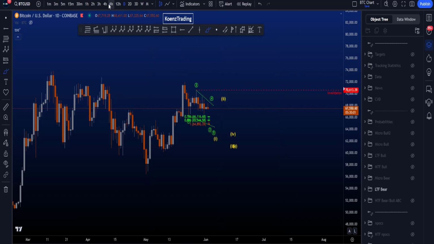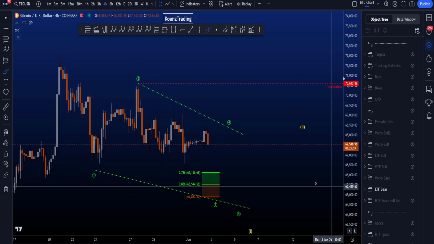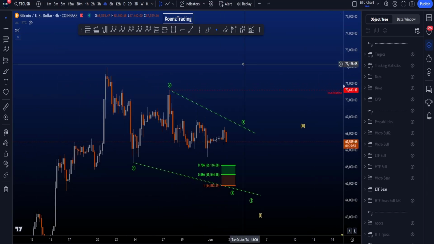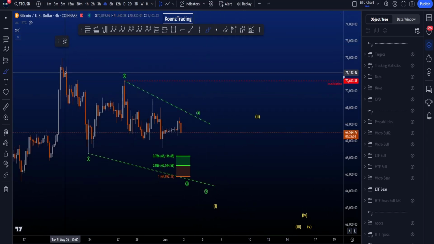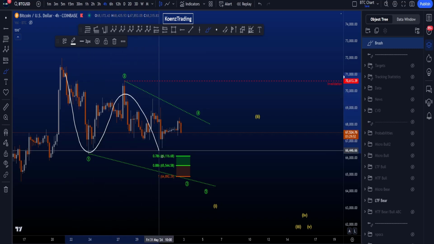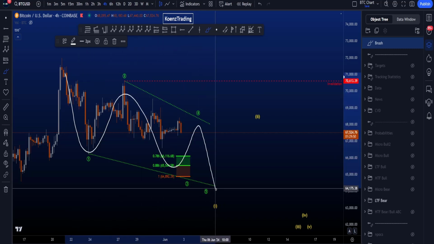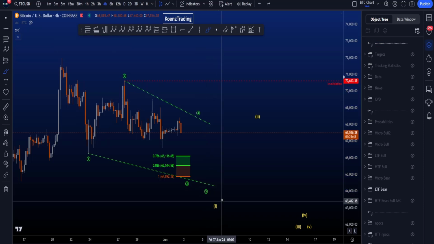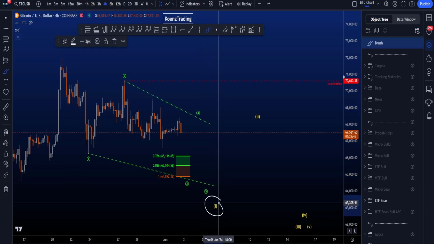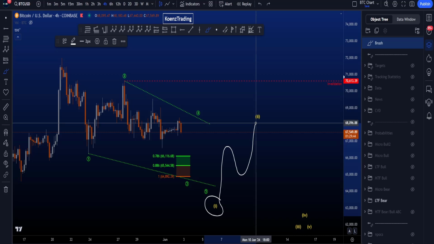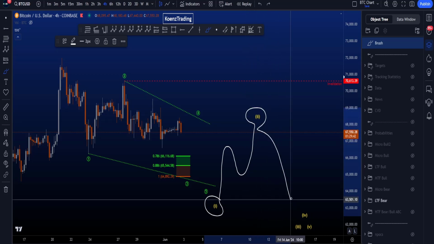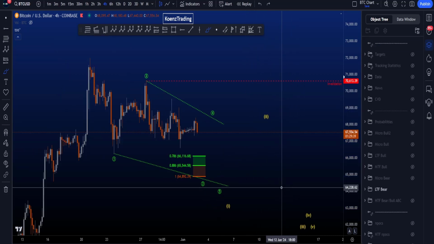On the lower time frames, we are then looking for bearish impulsive structures to the downside, and this leading diagonal is one of them, where we are looking for a wave 1, 2, a wave 3, a wave 4, and then a wave 5. After 5 waves, we finish a bigger, higher degree wave 1, look for a retracement to the upside in a wave 2, and then a bigger move to the downside in a wave 3.